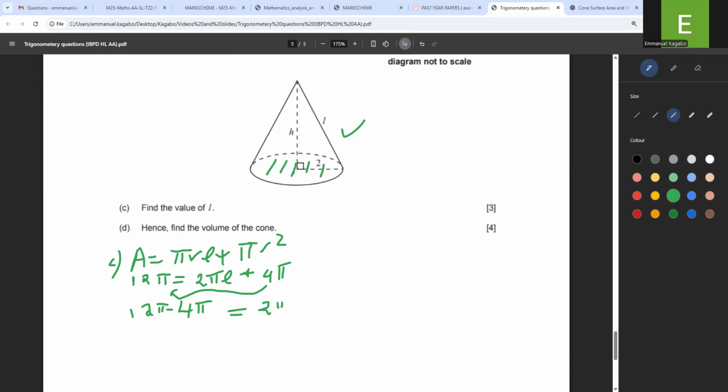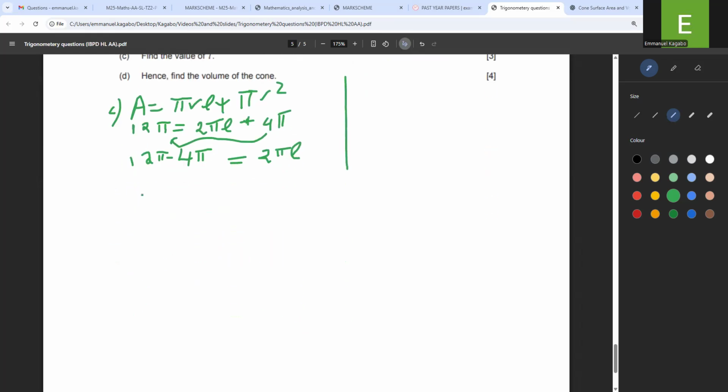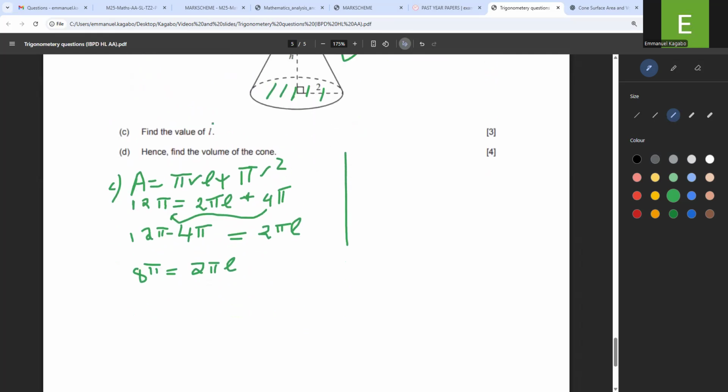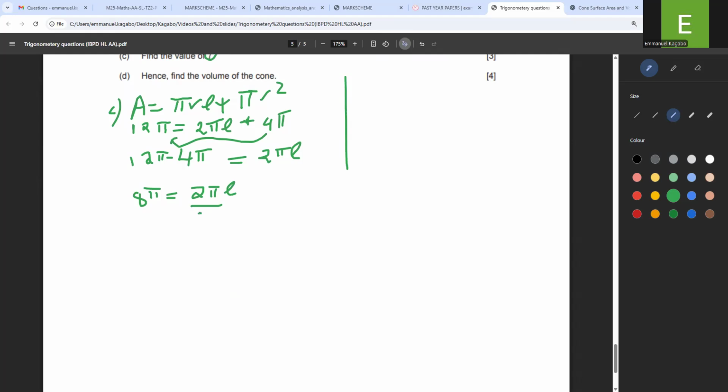2 pi L, right? Okay, let us go on. Now, here, what do I get? I'm going to have 8 pi, you see that? Equals to 2 pi L. So remember I'm looking for the L. That's what it's asking me. So I have to divide by 2 pi both sides, right? I hope you get what I mean. Divided by 2 pi.